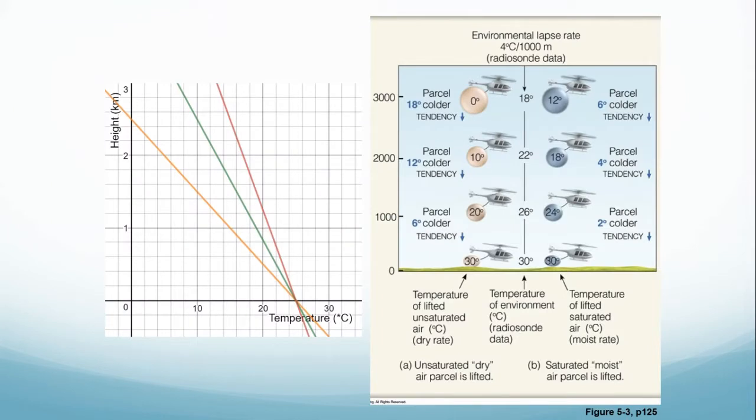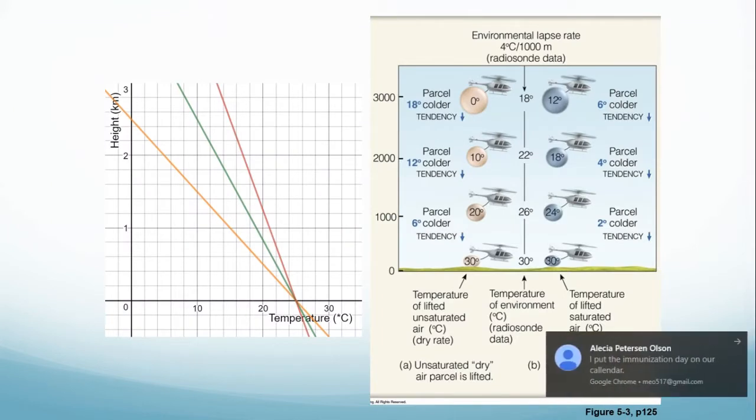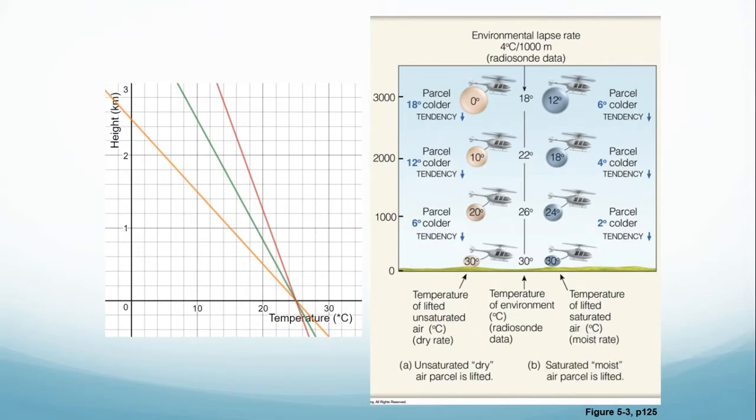So on the right, let's imagine that you have the environment, which is in the middle. You have the temperature, which is dropping at a rate of 4 degrees Celsius per kilometer, meaning if you start at 30 degrees at the surface, at 1 kilometer your temperature will be 26, 22 at 2 kilometers, 18 at 3 kilometers.